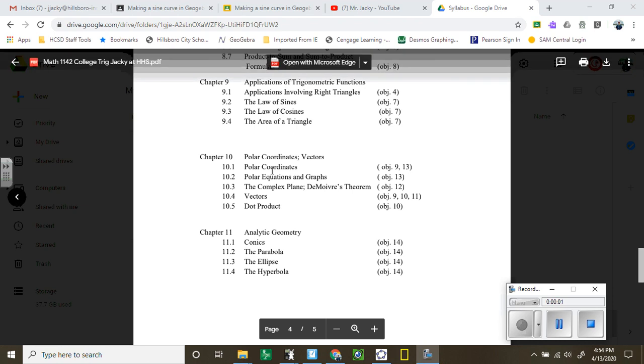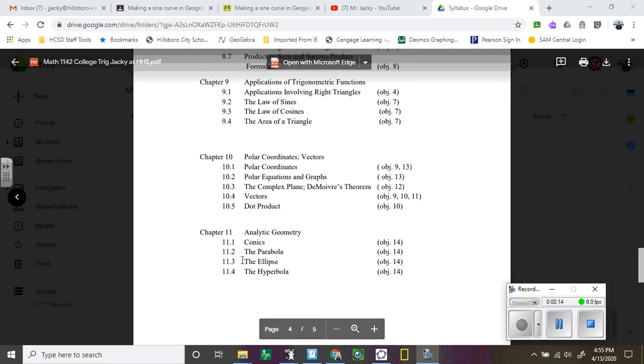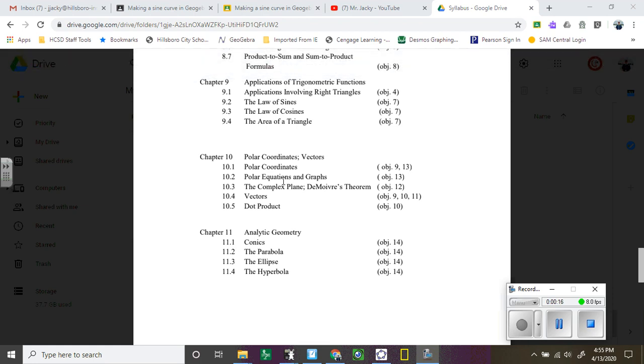All right, everybody, here's the rest of the syllabus. We've got polar coordinates and polar equations and graphs. So I want to hit on this part of chapter 10 for sure, and then I want to hit on this part here of chapter 11. So polar equations. We're going to make a simple polar equation today.